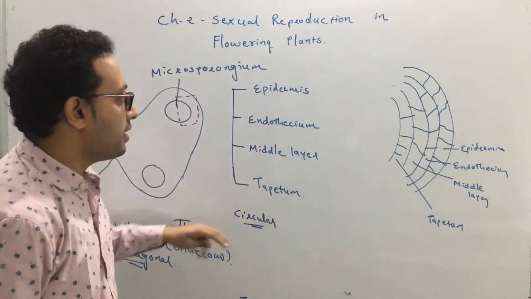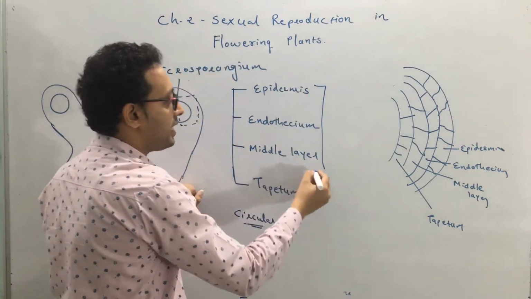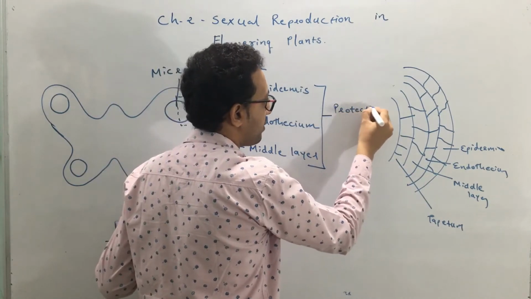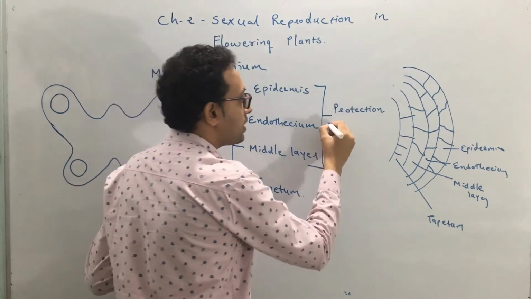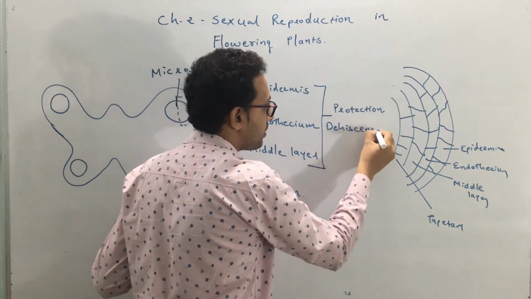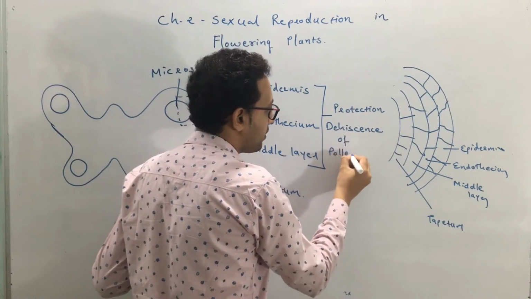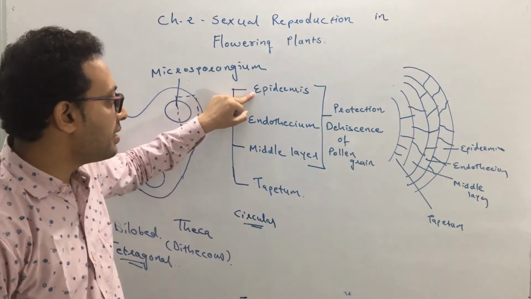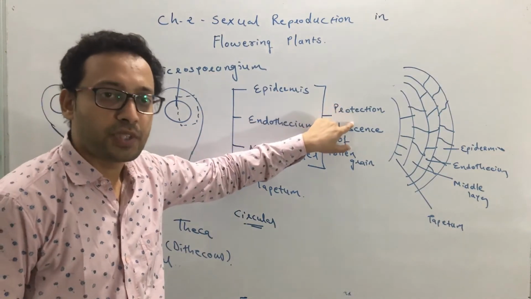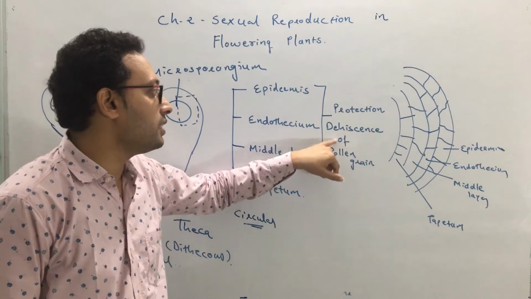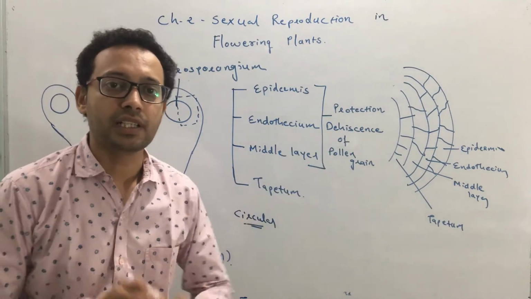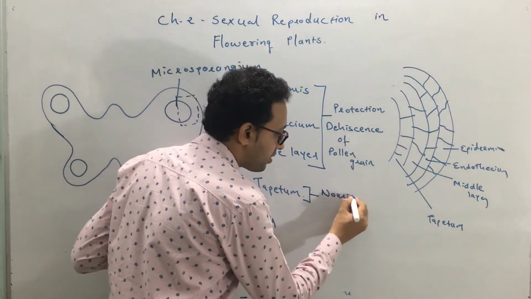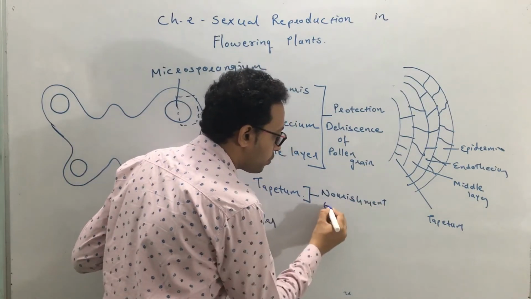Now from these four layers, the first three layers, epidermis, endothecium and the middle layer, have two functions. First, the function of these three layers is protection. And the second function is that they help in dehiscence of pollen grain, meaning in simple terms, they help in the release of pollen grain. What is the function of the first three layers? Protection of the developing pollen grain, and helping in the dehiscence of the pollen grain. The fourth layer is called the tapetum. Its function is that it provides nourishment or nutrition to the developing pollen grains.